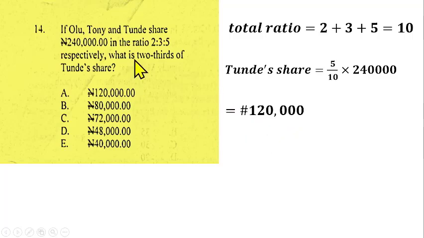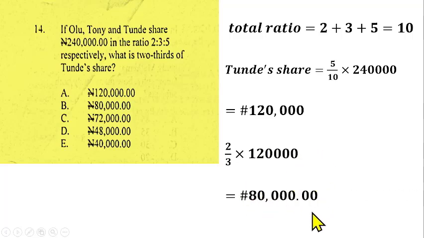Then you have to find 2/3 of Tunde's share. What do you mean by 2/3? That will be 2/3 times this amount. So you have 2/3 times this amount, and if you simplify that, that will give us 80,000 naira for 2/3 of Tunde's share. That makes option B the correct answer for question number 14.